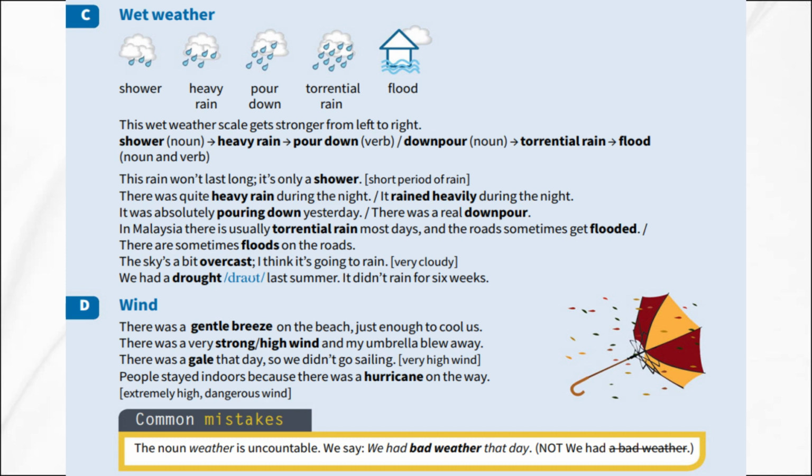A common mistake to avoid. Before we finish, let me point out one very common mistake. The word weather is uncountable in English. So, we say we had bad weather that day. We never say a bad weather. It is a small detail, but getting it right makes a big difference in your spoken English.